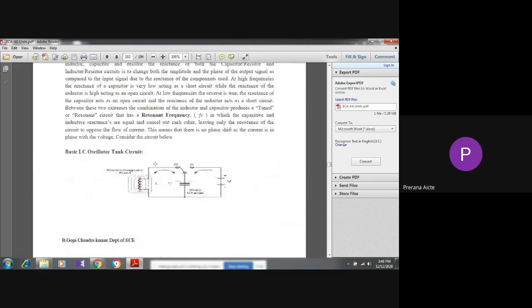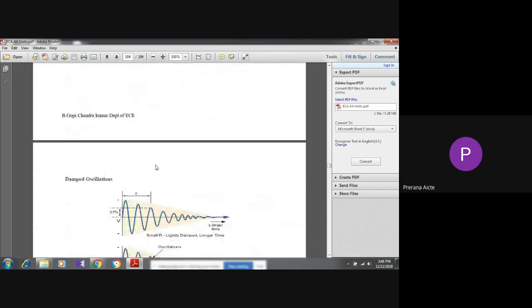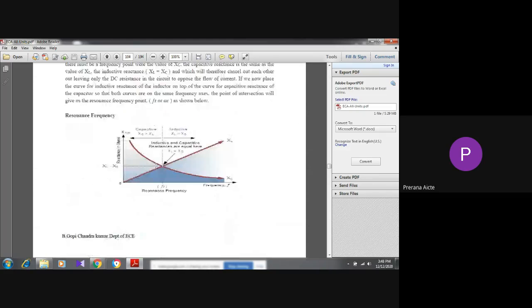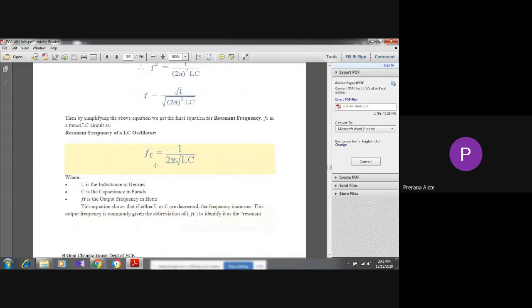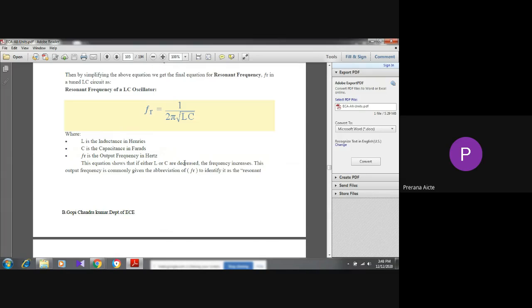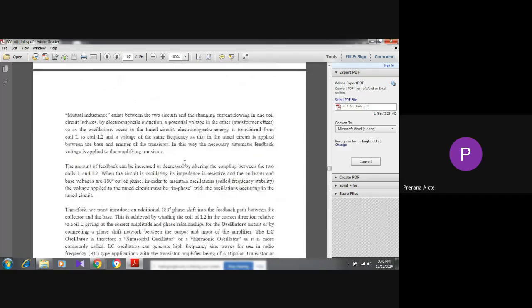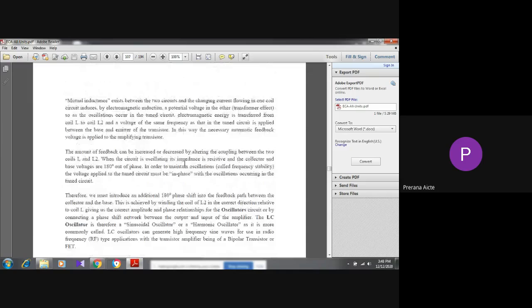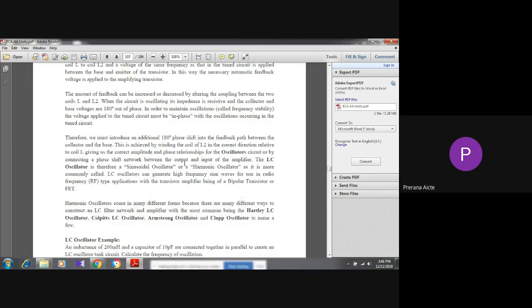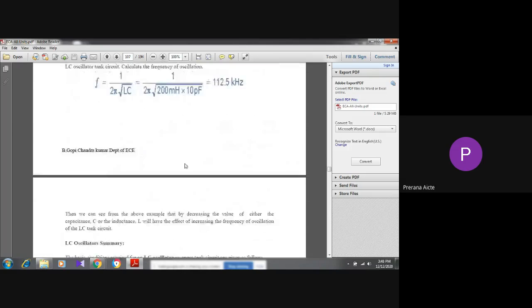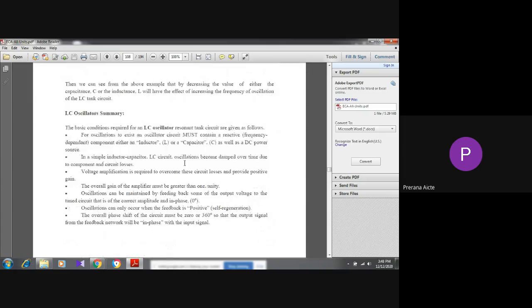Summary of the basic LC oscillator: some damped oscillations, and resonant frequency Fr. This is the standard expression for resonant frequency: Fr is equal to 1 by 2 pi root LC. And these are the example problems. And this is the LC oscillator summary. Let's read these points.